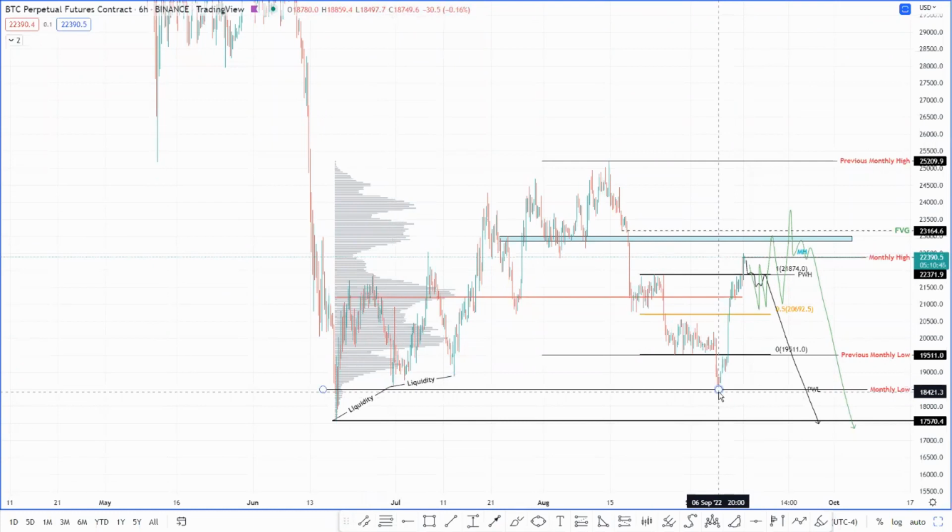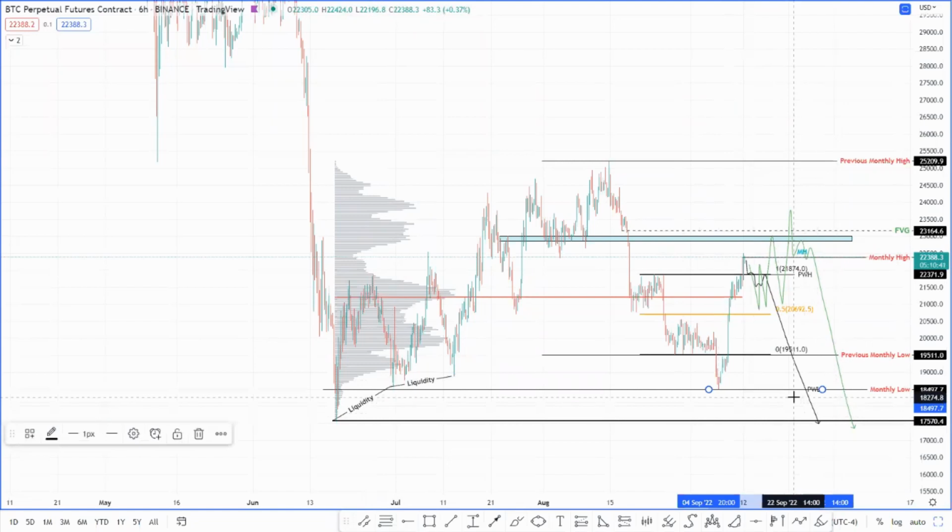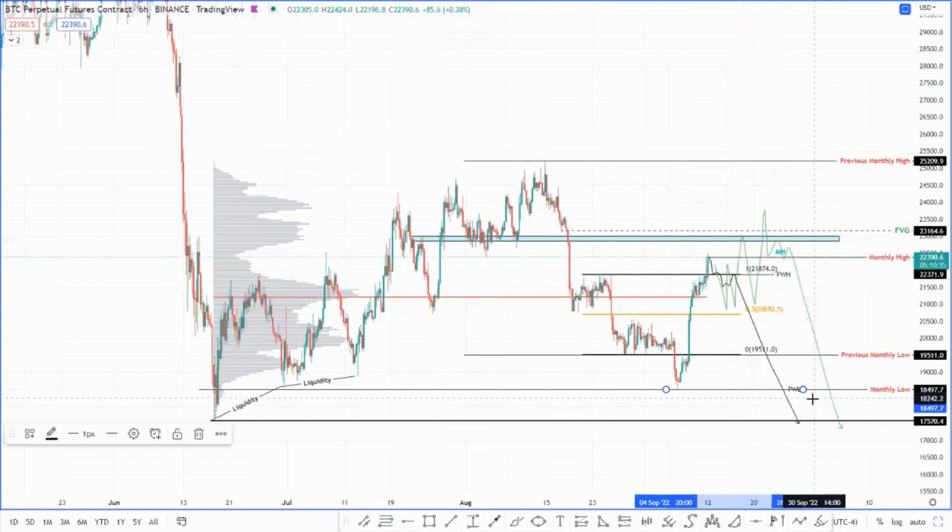I still feel like we could potentially go down to $18,500, mainly because I am expecting a sweep of previous weekly lows, which is here. And if we're lucky, right, we could get a sweep of June 19th lows at $17,570, right?